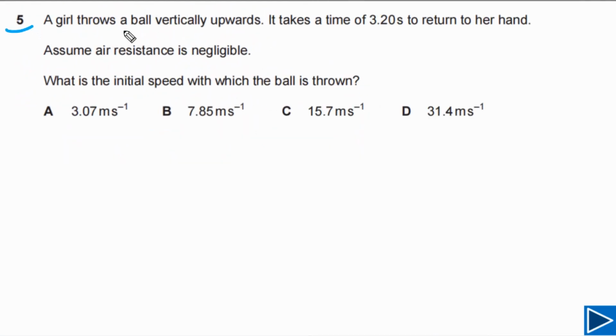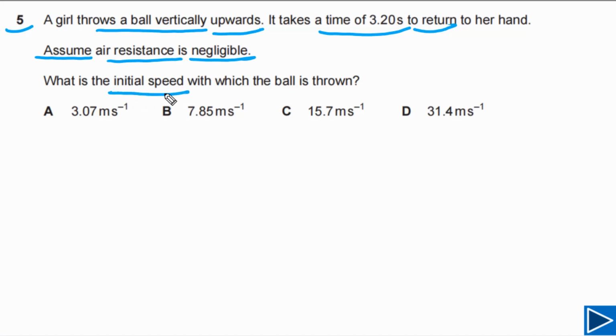For question number 5, it is given to us a ball is thrown vertically upwards. It takes a time of 3.20 seconds to return. It is also given to us, we can assume that air resistance is negligible for this question. We need to calculate the initial speed of the ball. So first of all, let's try to sketch. Imagine that this is the ball. We throw this ball upwards with velocity u. So this is the initial speed of the ball.